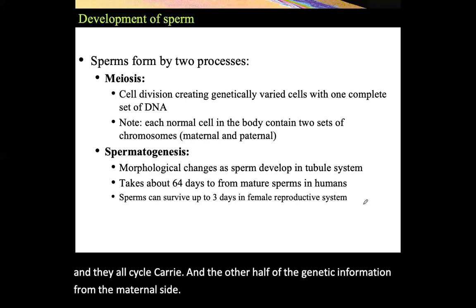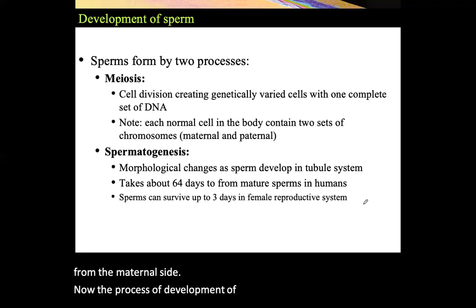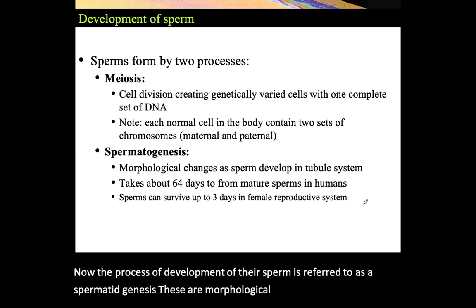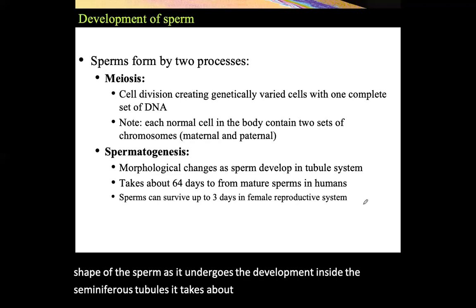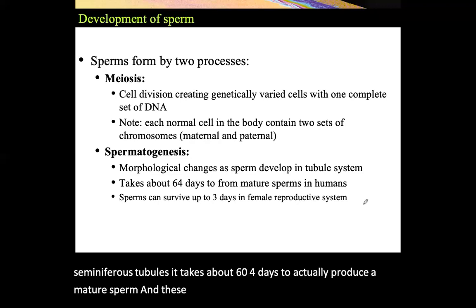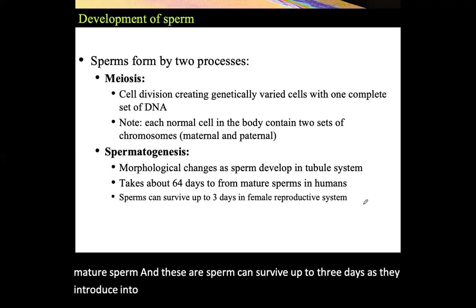Now, the process of development of the sperm is referred to as spermatogenesis. These are morphological changes, basically changes in the shape of the sperm as it undergoes development inside the seminiferous tubules. It takes about 64 days to actually produce a mature sperm, and this sperm can survive up to 3 days as they are introduced into the female reproductive system.